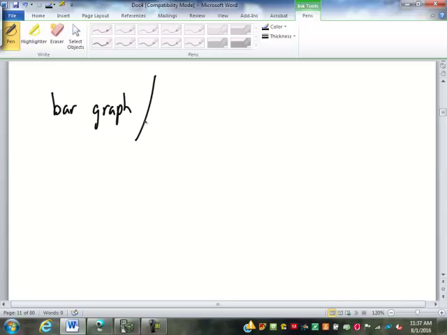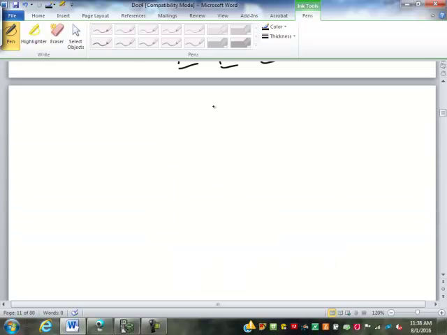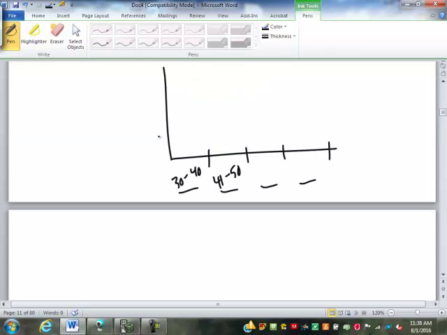Making a bar graph or a histogram. Histogram and a bar graph are the same thing. The difference is on a bar graph, these items down here would be categories like favorite color, so it might be red, green, blue, whatever. In a histogram, it might be number ranges, so it might be like 30 to 40, 41 to 50, and so on. Then, of course, you got a number up the side and draw on your bars.